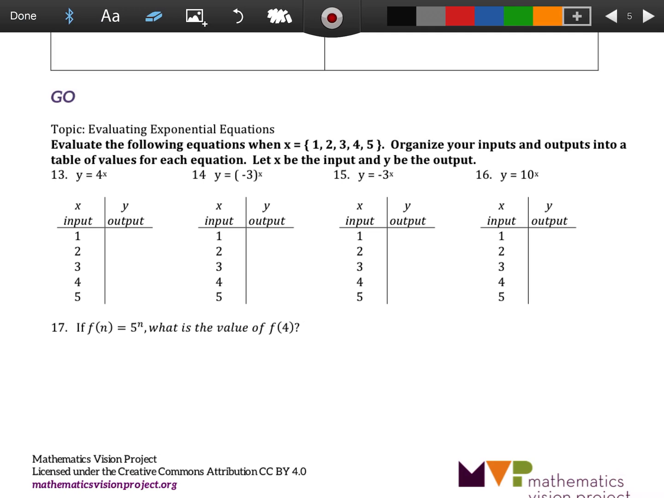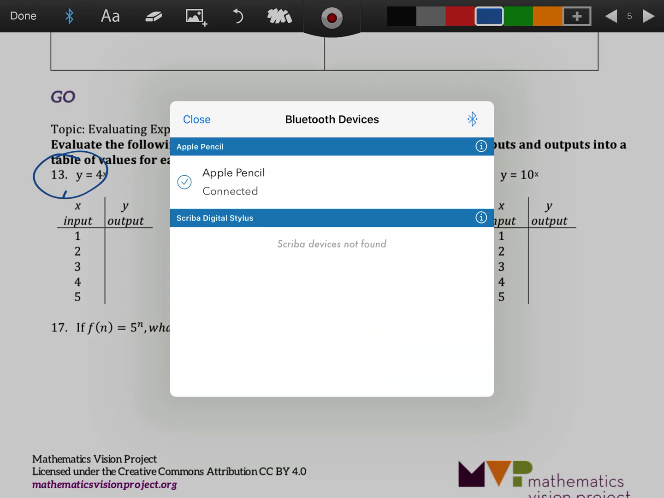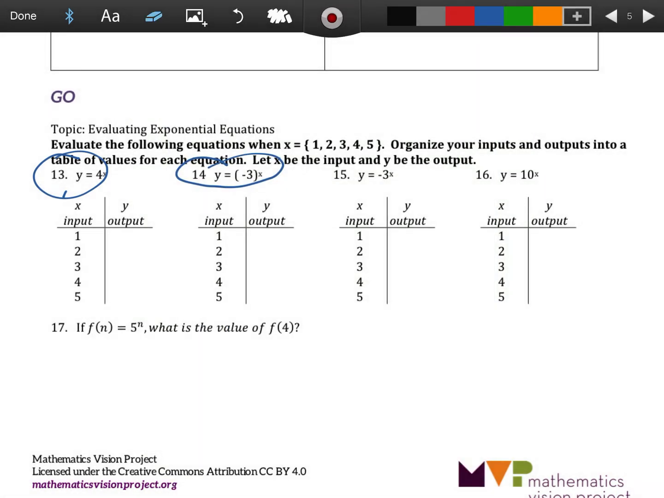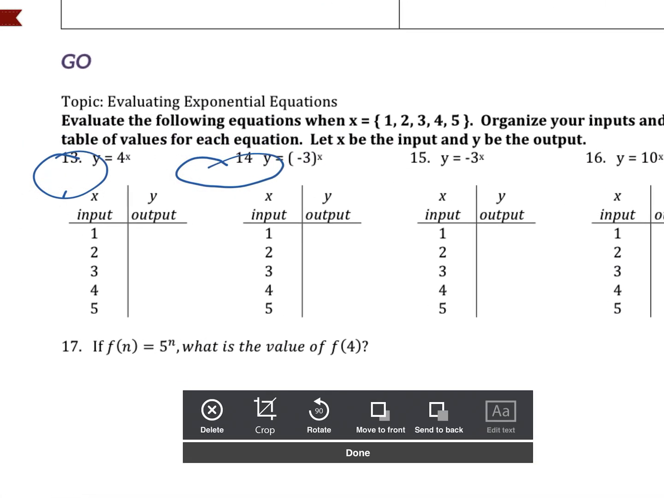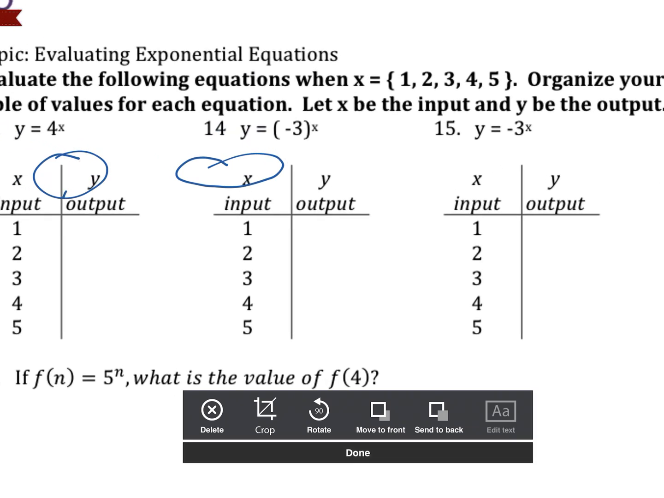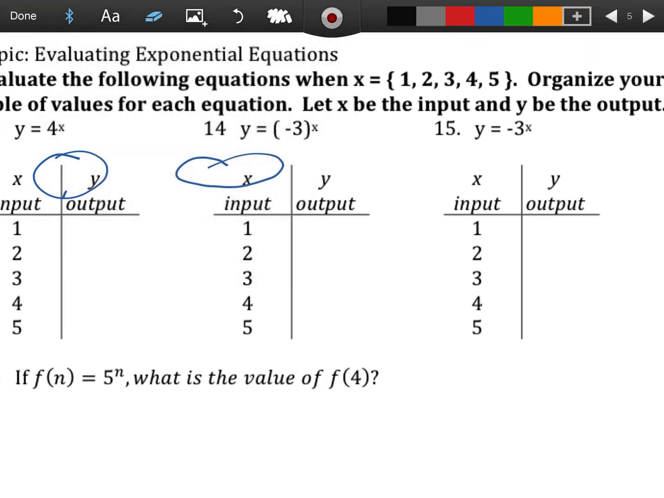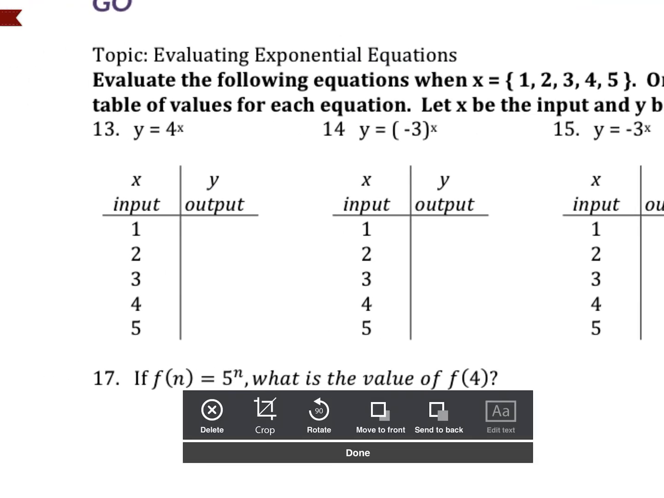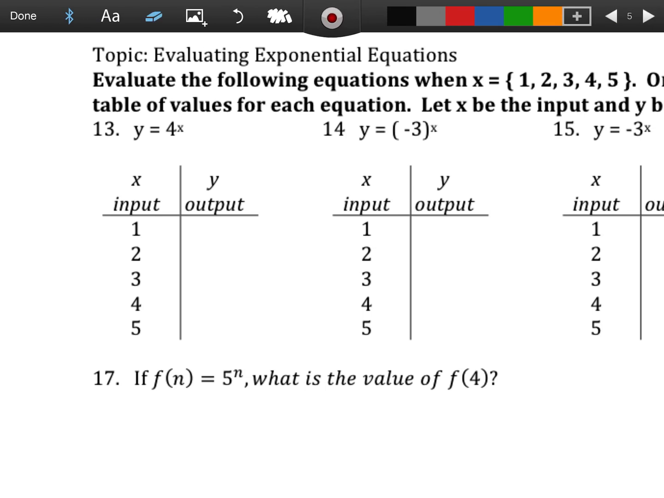And let's see what's up with the go. We have these exponential equations. We're evaluating them and organizing our inputs. Okay, that's not too bad. Let's do 13, and we'll do a -1. All right, so this one's pretty simple. Honestly, you're just plugging in for where x is. Do you think you can do it? I think you can. So let's knock this out.